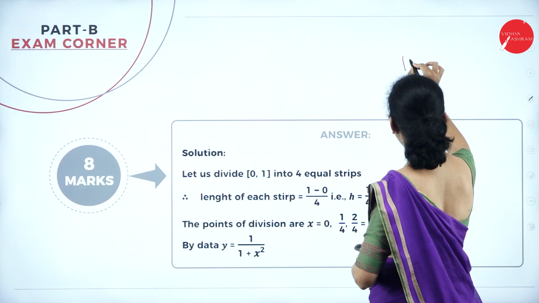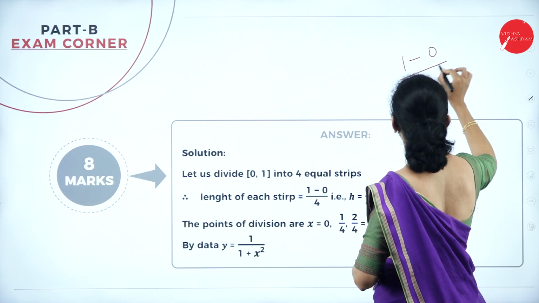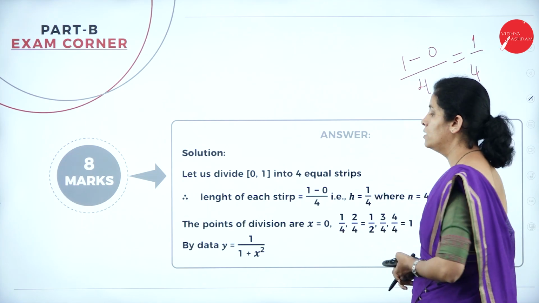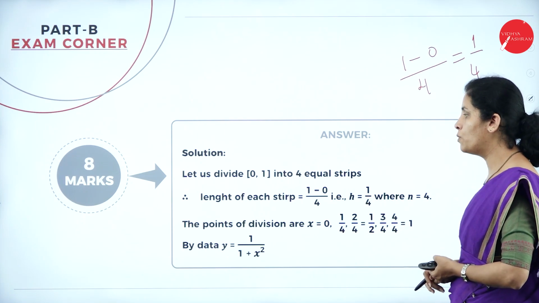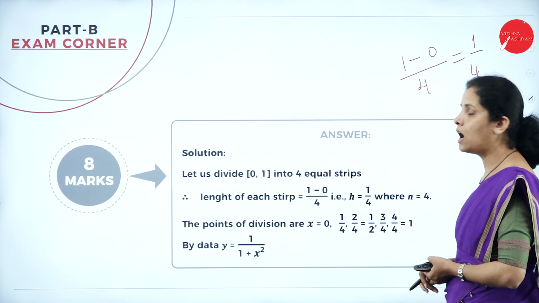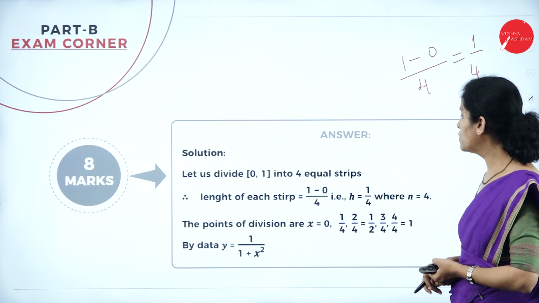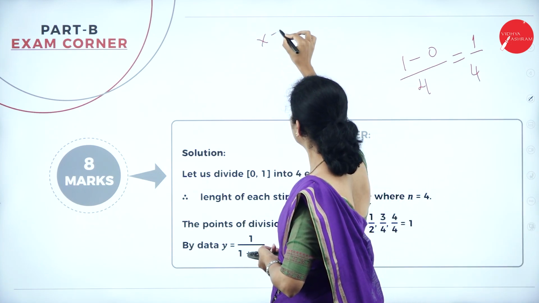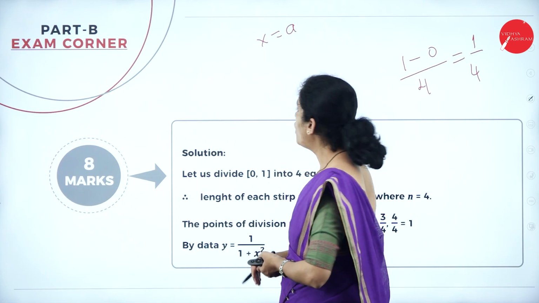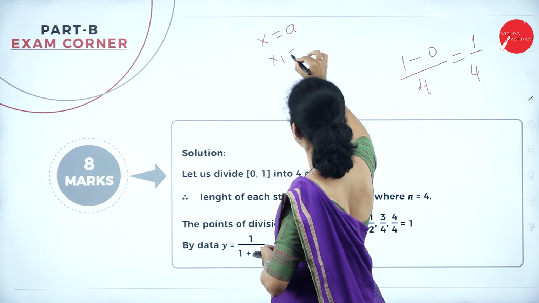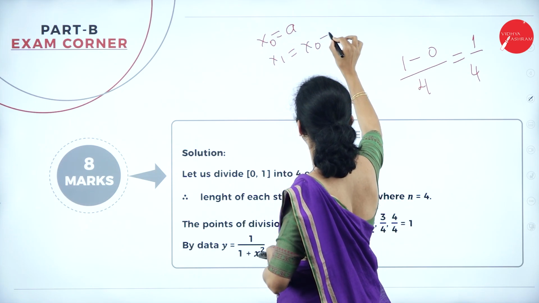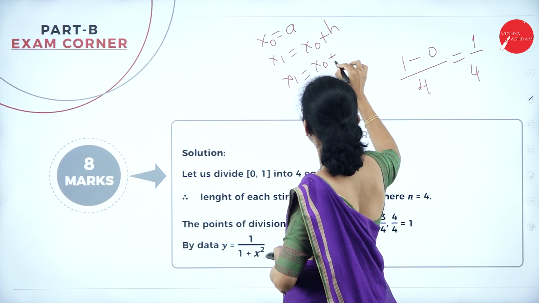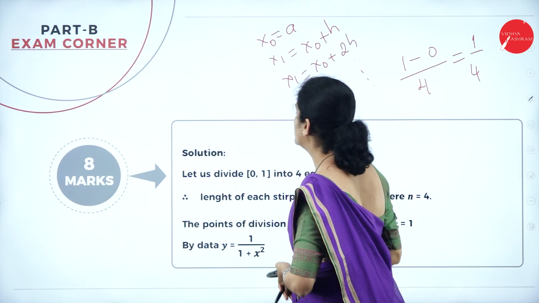The solution is, let us divide that into 0 to 1 into 4 equal strips. So 1 minus 0 divided by 4, that is nothing but 1 by 4, and n is nothing but 4. The points of division are x naught equal to 0, then 1 by 4, 2 by 4, etc. Now, x1 is nothing but x naught plus h, x2 is nothing but x naught plus 2h, and it's going to continue.